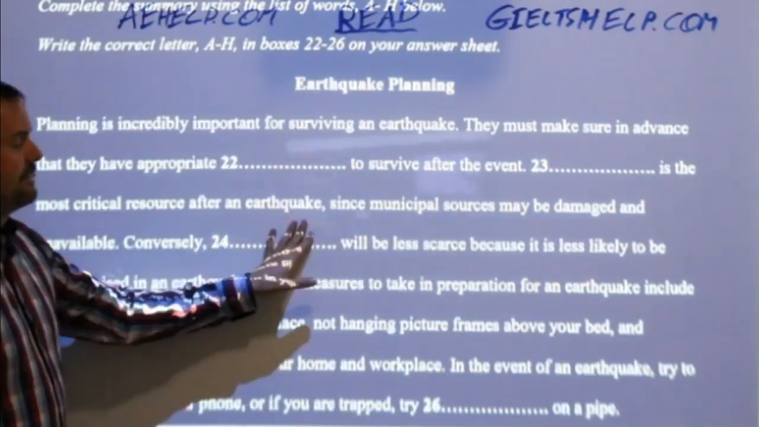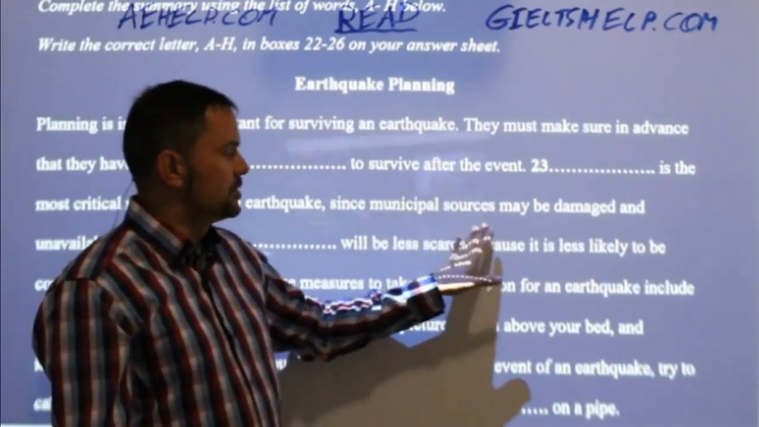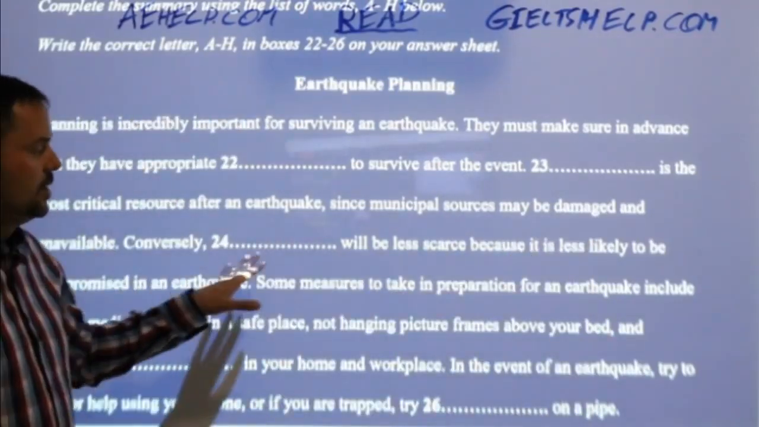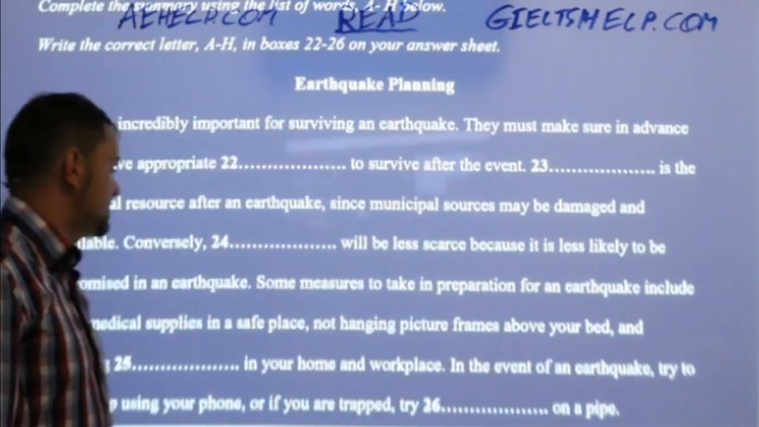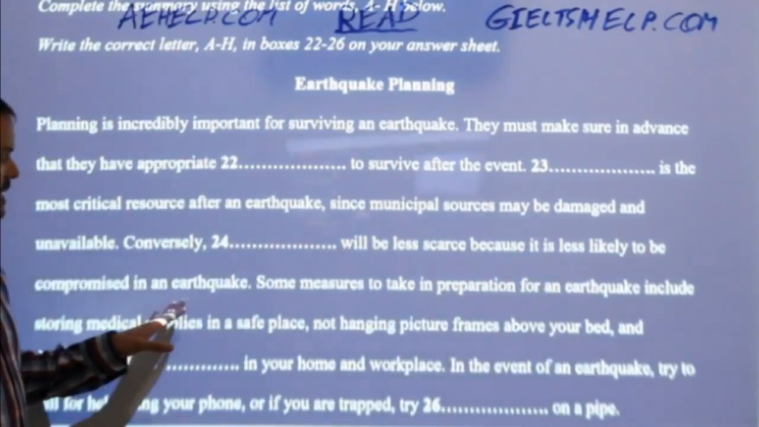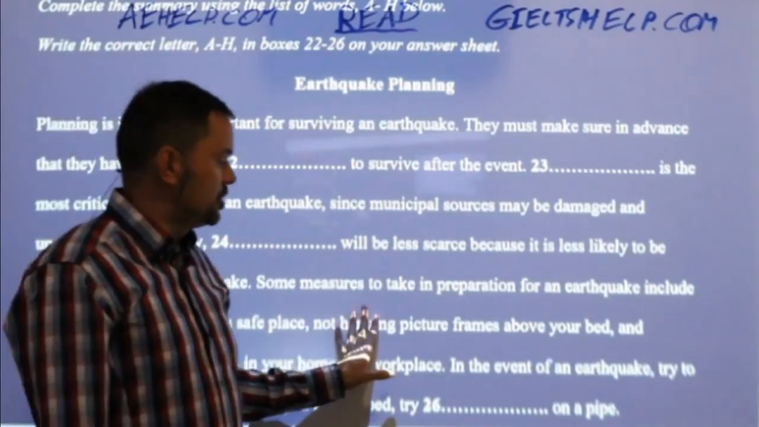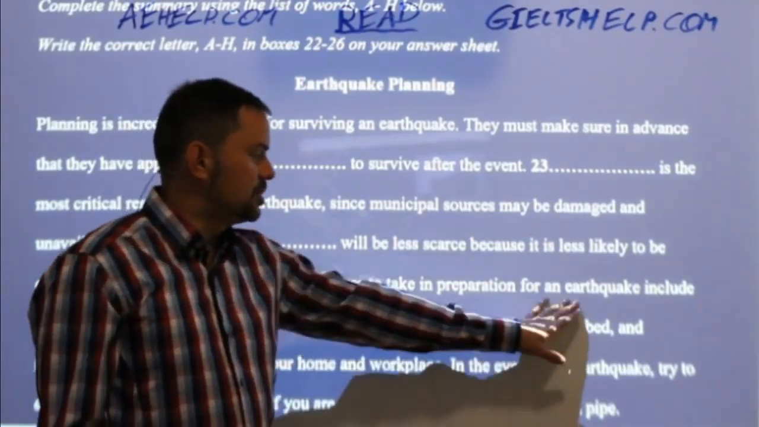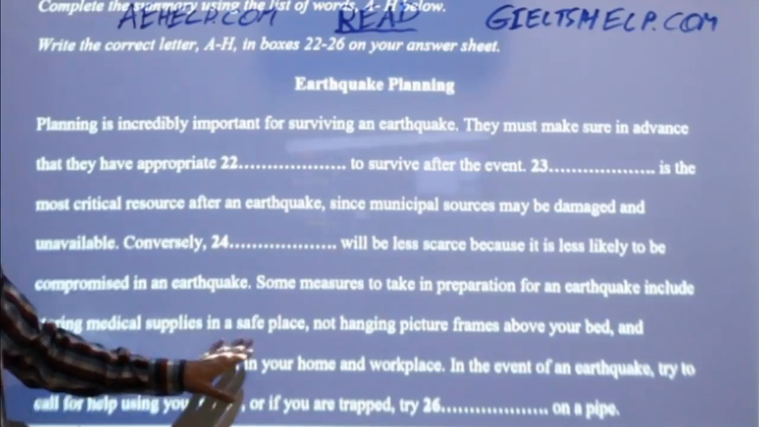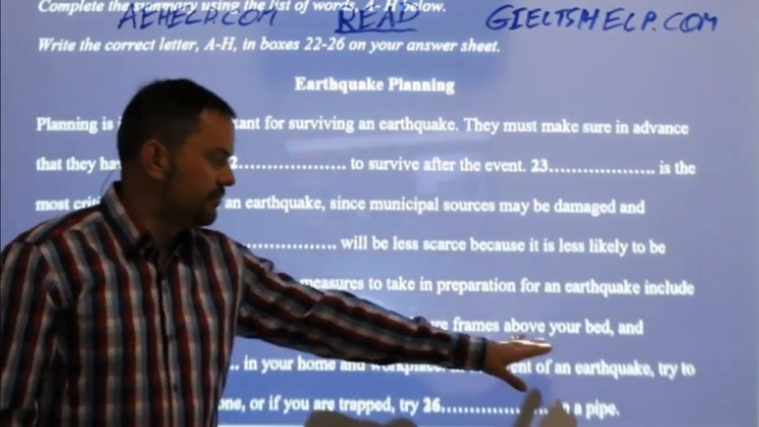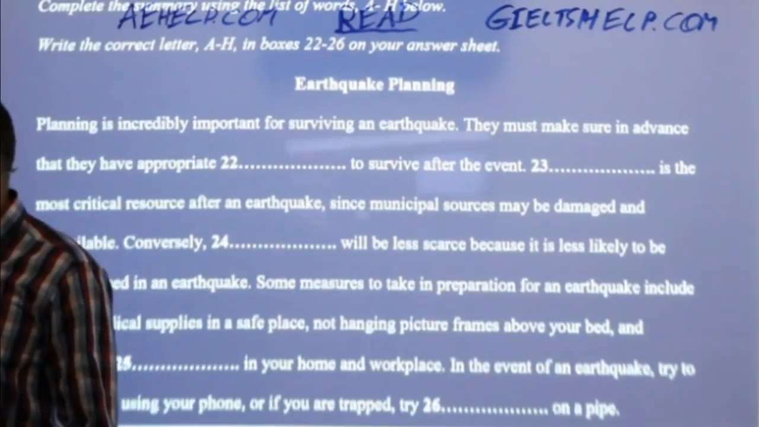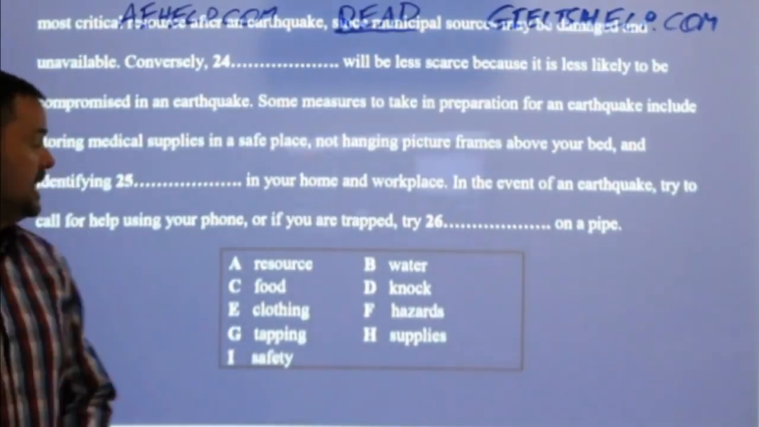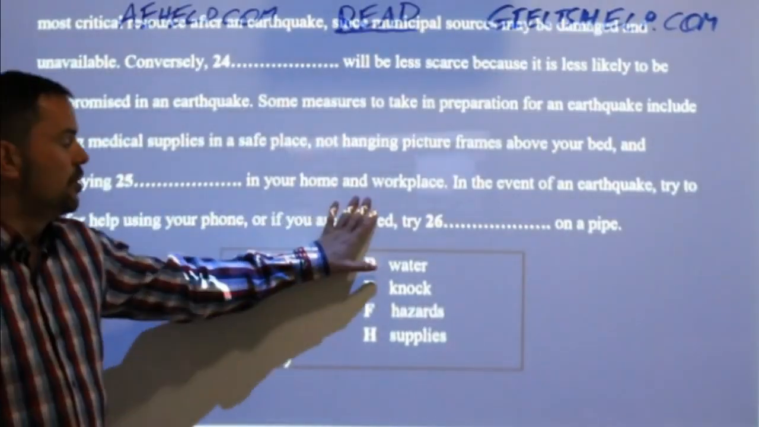Is the most critical resource after an earthquake, since municipal sources may be damaged and unavailable. Conversely, will be less scarce because it is less likely to be compromised in an earthquake. Some measures to take in preparation for an earthquake include storing medical supplies in a safe place, not hanging picture frames above your bed, and identifying in your home and workplace.